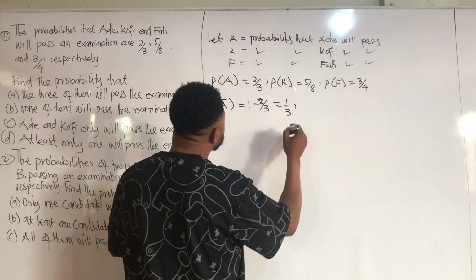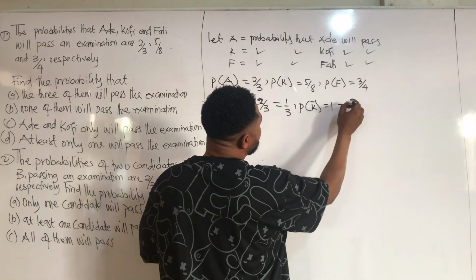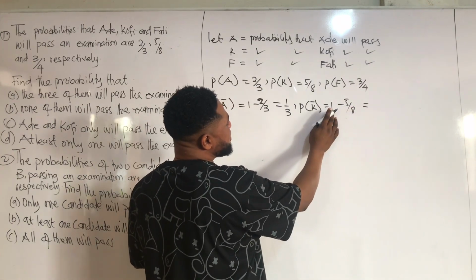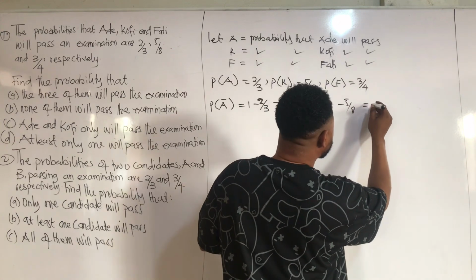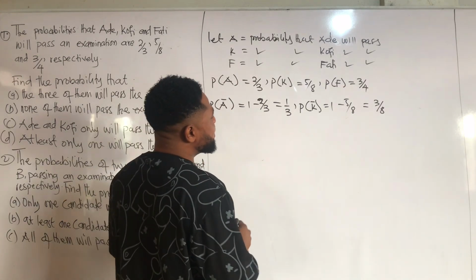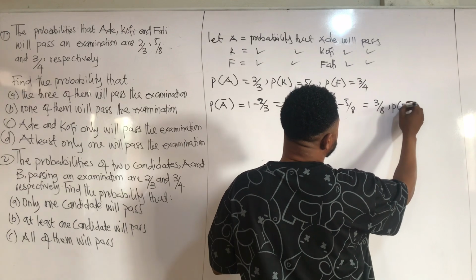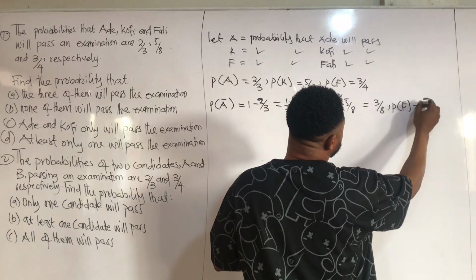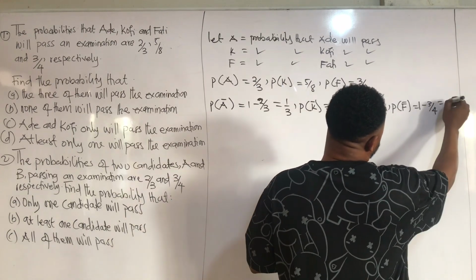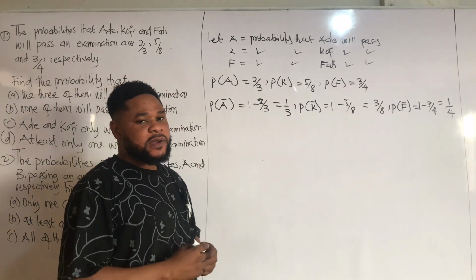So that will give us 1 over 3. Then again, probability that Kofi will not pass, 1 minus 5 over 8. And when we subtract this, we are going to get 3 over 8. All right. Then again, probability that Fatih will not pass or will fail is also 1 minus 3 over 4, which is going to give us 1 over 4. So these are very important in our calculations.